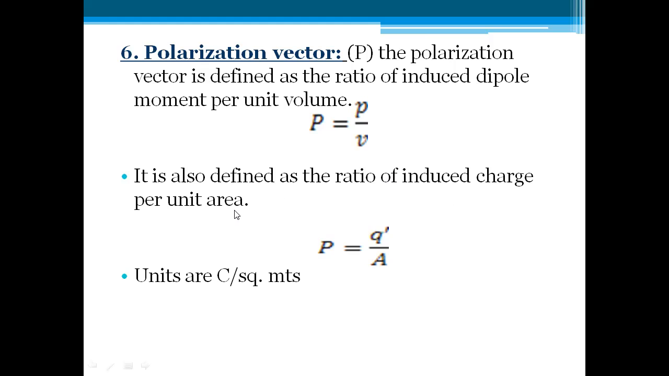It is also defined as the ratio of induced charge per unit area. Dipole moment is nothing but q into 2l, and volume you can write as area into 2l. So q into 2l by area into 2l, the 2l will cancel out. So q by A, which is defined as the ratio of induced charge per unit area. Due to application of external field, charges will get displaced, so that an internal induced field will be produced. Due to that induced field, how much charge is produced? That induced charge per unit area is nothing but the polarization vector.